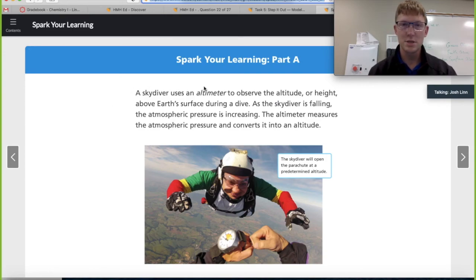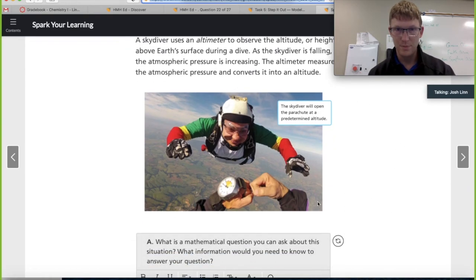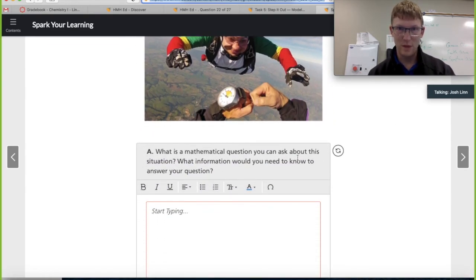A skydiver uses an altimeter to observe the altitude, or height above Earth's surface, during a dive. As the skydiver is falling, the atmospheric pressure is increasing. The altimeter measures the atmospheric pressure and converts it to altitude. What is the mathematical question you ask?